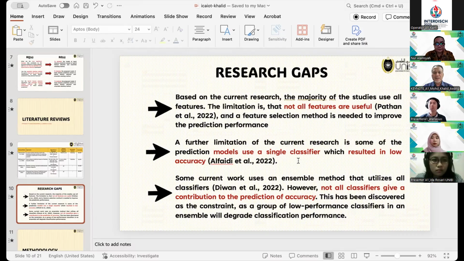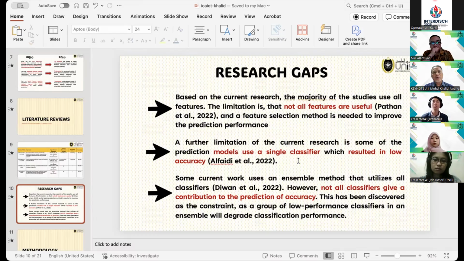Okay, the second one is that most of the previous research normally focuses on a single classifier, resulting in low accuracy. So we want to propose the ensemble method. Some current work uses this ensemble method, but they also utilize all the classifiers. Okay, our idea is that one is not enough. Many is good, but we can have an optimum subset.